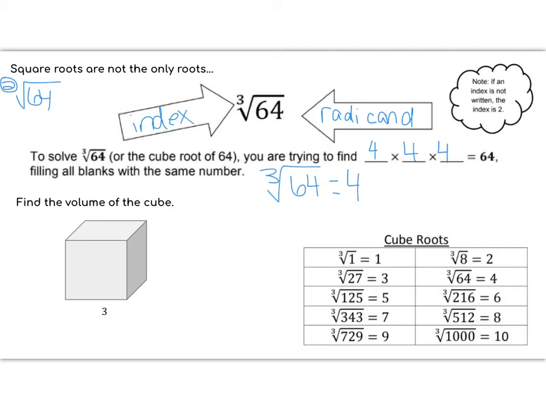Look at this cube here. It has a side length of 3. Well, that means this length is 3 and this length is 3. So the volume of this cube is 3 times 3 times 3, which is 27. Okay, so 27 is called the perfect cube because we started with a whole number, and 3 is called the cube root. The side length is the root, the volume is the cube.